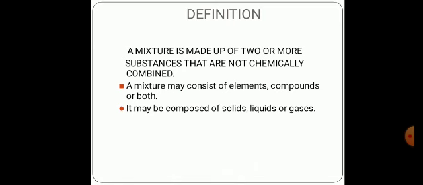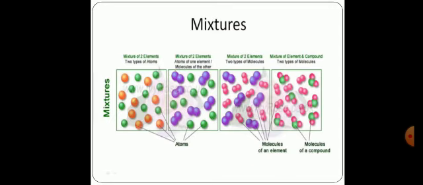So what is a mixture? Means that it is made up of two or more substances that are not chemically combined, they are physically combined together. And a mixture consists of elements and compounds or both. It may be composed of solid, liquid, or gases.